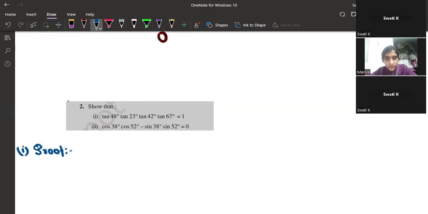So show that tan 48 degrees, tan 23 degrees, tan 42 degrees, tan 67 degrees equal to 1. Very good. So any idea what should we do? Think about it. Wrong is also okay, but please think about it.